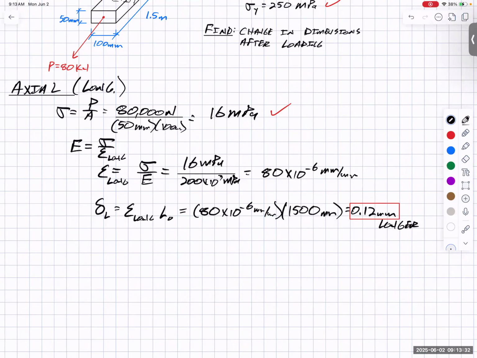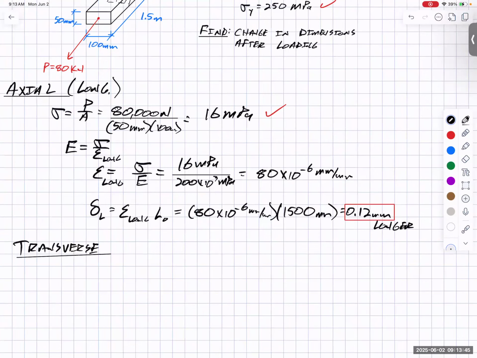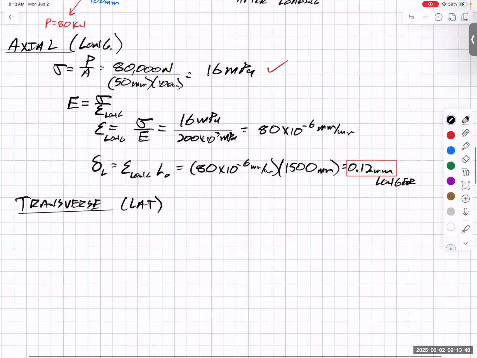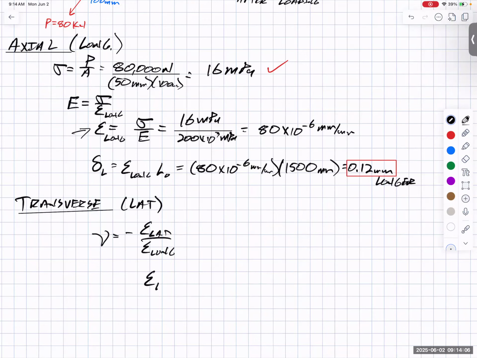Longitudinal. Let's look at the transverse or latitudinal direction. Transverse, meaning how much skinnier is it going to get, right? So we start off by figuring out our strain. Well, we know our longitudinal strain, and now we can find our latitudinal strain by this new concept of a Poisson's ratio, because we know it's negative epsilon lat over epsilon long. So from that, I know that my latitudinal strain, if I just multiply both sides by epsilon long, is equal to negative Poisson's ratio times epsilon long.